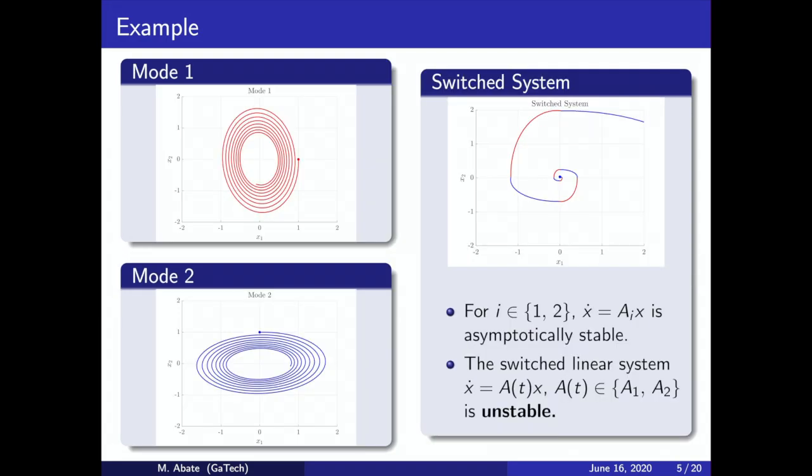While both of the linear modes in this example are themselves stable, it is possible to construct a switching policy such that the switched linear system formed as the combination of these modes is unstable. This is shown on the right, where we consider the sample case where mode 2 is taken anytime the system is in the first or third quadrant, and where mode 1 is taken anytime the system is in the second or fourth quadrant.